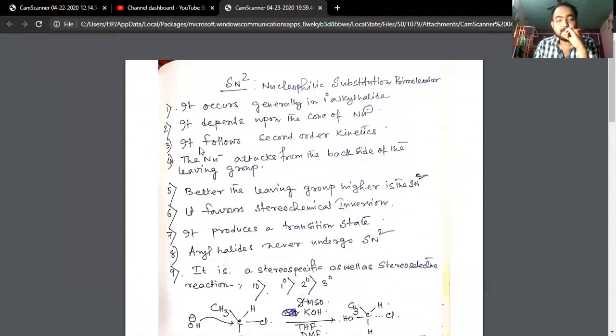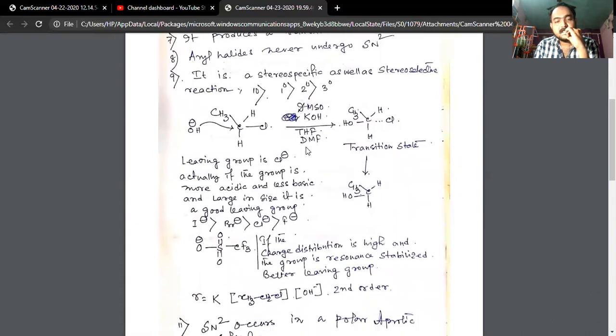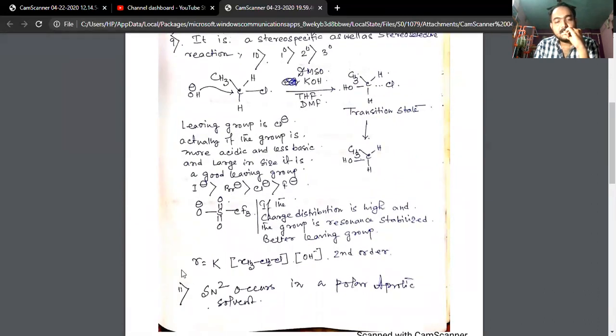Now see here, it follows second order kinetics. You can see it clearly from here. The rate equation is R equals K times the concentration of CH3CH2Cl times the concentration of OH minus. These are the concentrations.